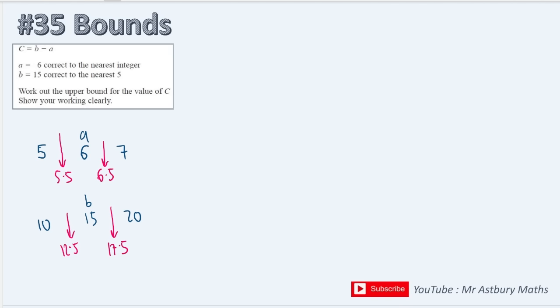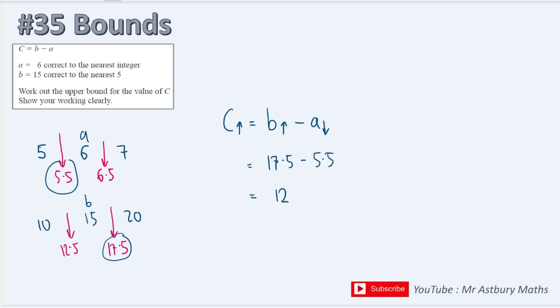Okay, now to the question. I want to find the upper bound of C. So I want C upper. So in order to make C as big as possible, I need B to be as big as possible, but because I'm taking A away, I want to take away the smallest amount possible in order to make my overall value as big as possible. So I need to do B upper, which is 17.5. I need to take away A lower, which is 5.5. And this gives me an answer of 12.